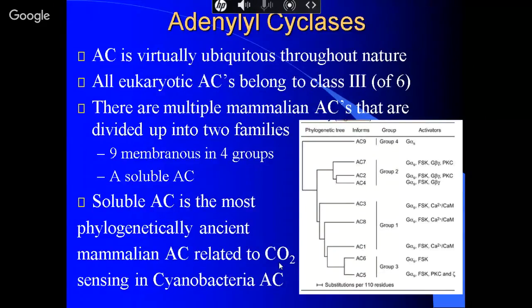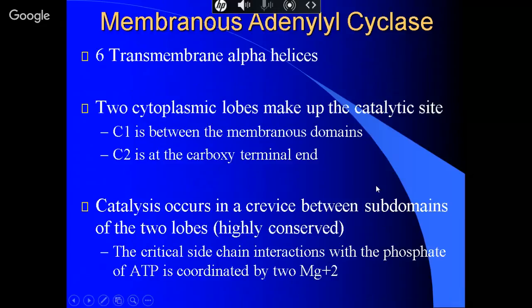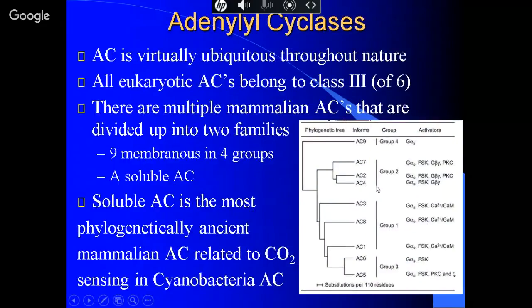So in the cyanobacteria, which remember are photosynthetic bacteria, right? They don't use chlorophyll. They're not green. They're more cyano-colored, right? And the adenylate cyclase's function was to transmit to the molecular machinery of the bacteria information about CO2, as far as we know. Again, this slide just showed you a breakdown of all these different families, and we'll come back to that in a minute.